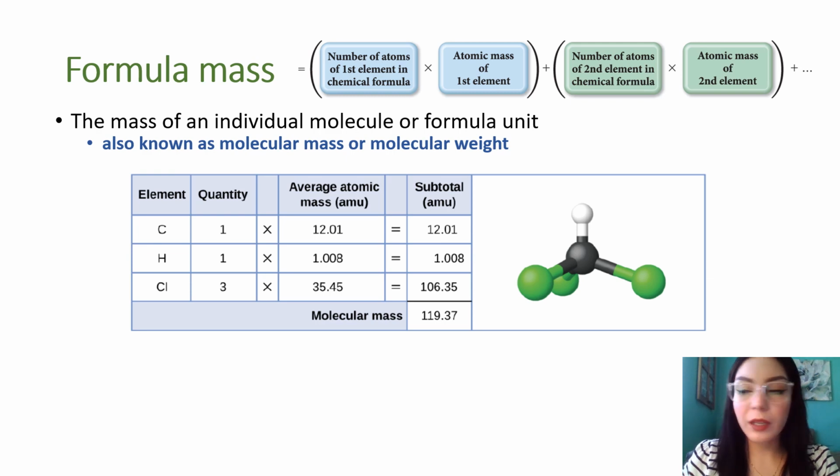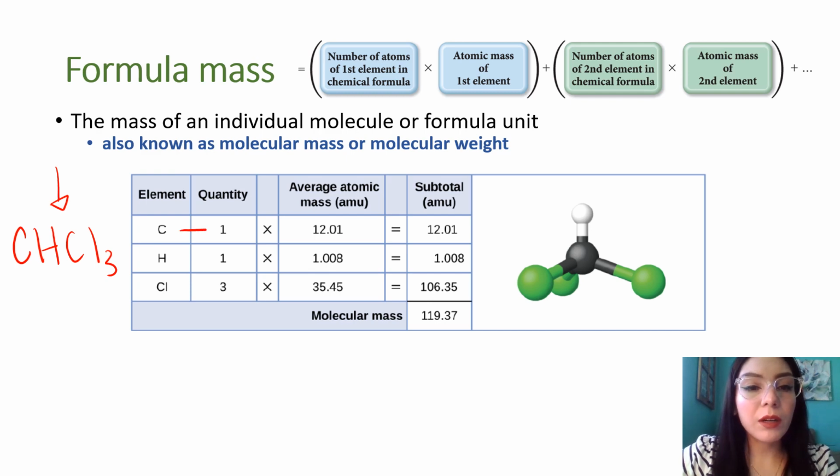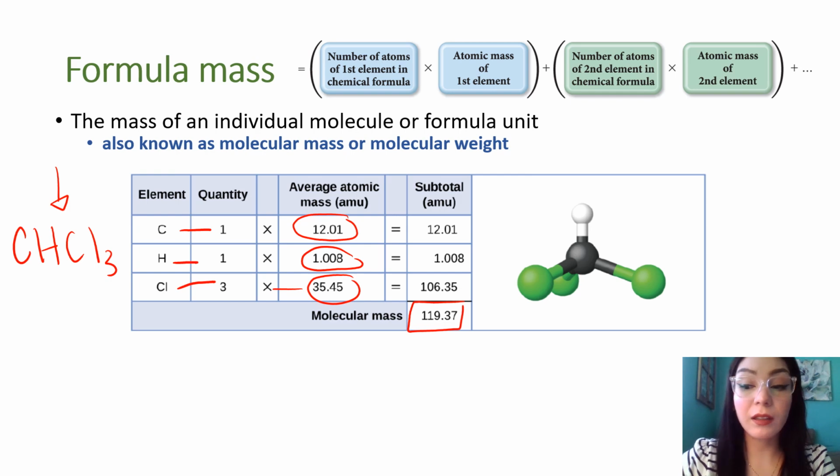So let me go ahead and write it down. I'll give you a formula, and then it's up to you to calculate the mass. So we have 1 carbon, 1 hydrogen, 3 chlorines. You take the mass from the periodic table. All of these masses come from the periodic table, and then you just multiply it against however many there are. You add up the entire mass, and that's your formula mass.